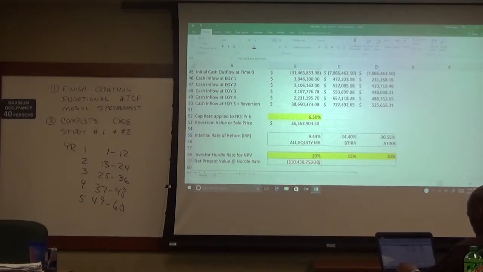Even though the numbers won't be correct, we can go ahead and copy over. I don't think we have to do anything there. They're not going to be correct yet because we don't have the right reversion values put in yet. But you can go ahead and copy them over. Okay?